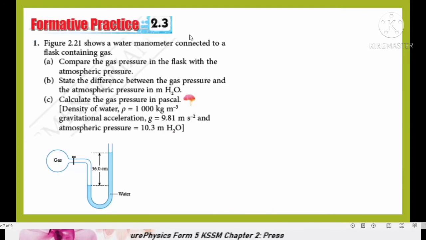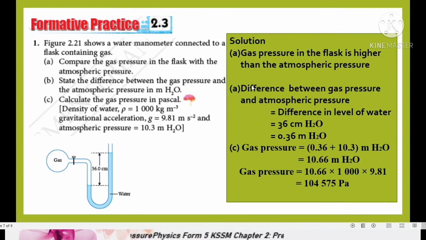For Practice 2.3, look at number 1. The figure shows a water manometer connected to a flask containing gas. A. Compare the gas pressure in the flask with the atmospheric pressure. So look at the diagram here. You can see this level is pushed down lower, meaning the gas has higher pressure than atmospheric pressure. So we can write the answer: gas pressure in the flask is higher than the atmospheric pressure.